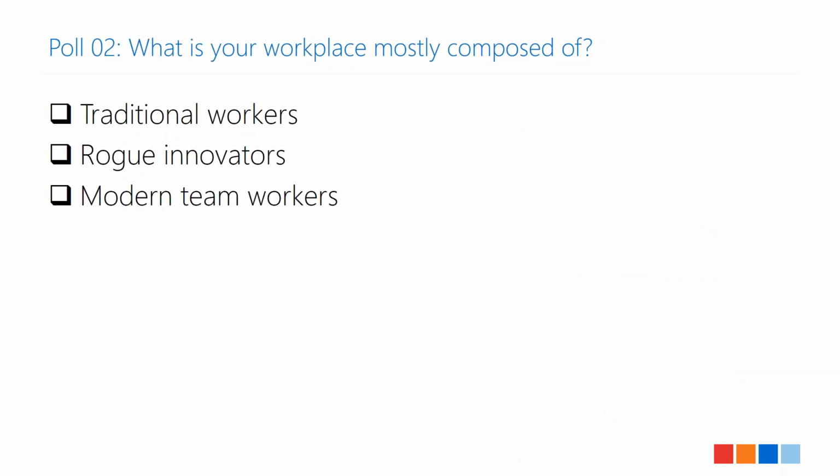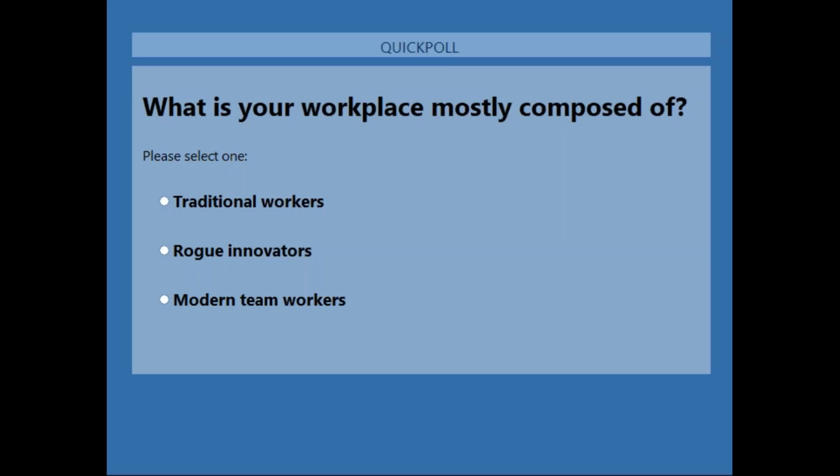But actually, let's do another quick poll. We'll just bring that poll up for you. So what do you think your workplace is most commonly composed of today? Do you think it's mostly traditional workers in your workplace? Is it the rogue innovators? And I'm going to guess that we probably don't have organisations where it's mostly rogue innovators, so maybe they're a smattering in your organisation. Or do you think it's mostly modern team workers? Just take a second to fill those out. We've got that coming in. At this stage it's looking like a reasonable balance. Okay, so let's pull those results up. They look like they've settled.